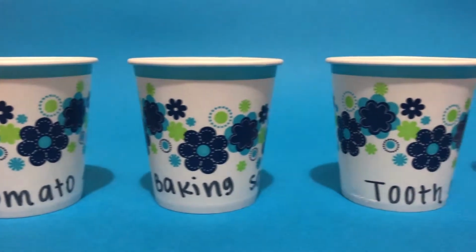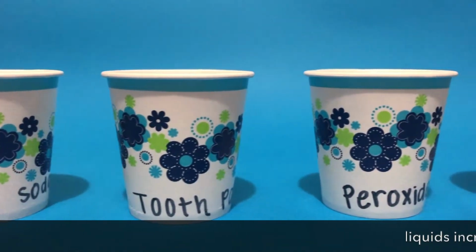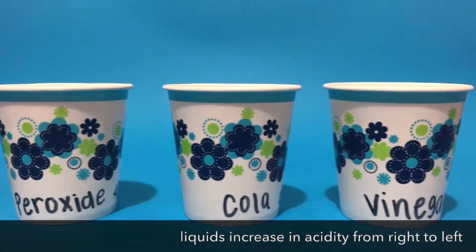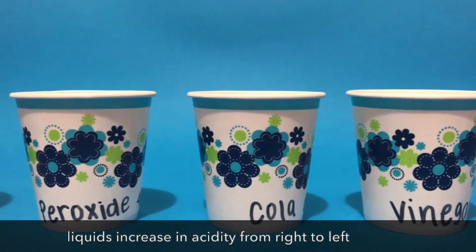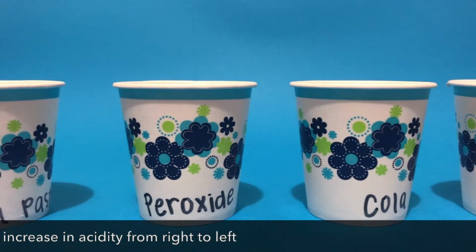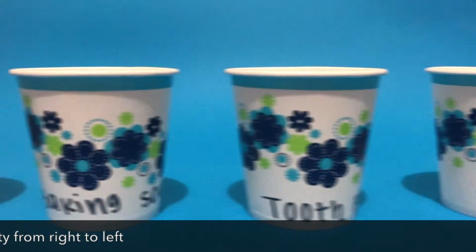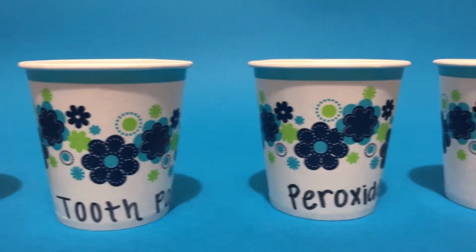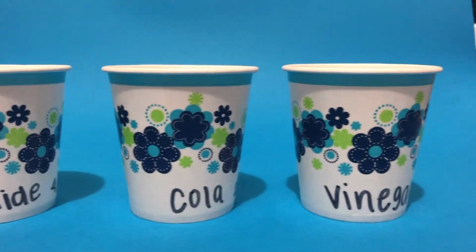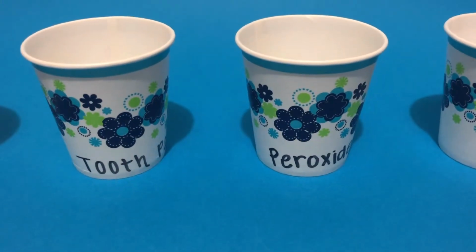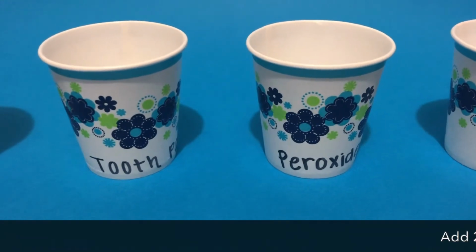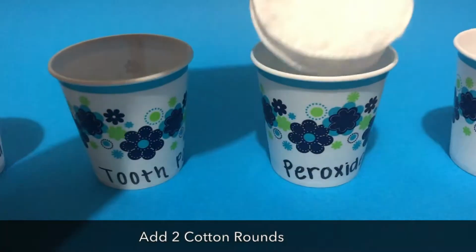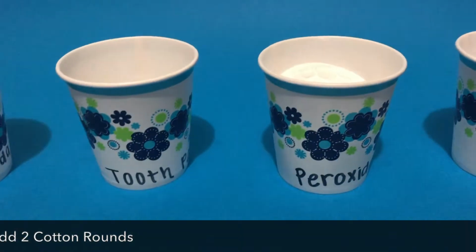As you can see, I have already labeled the cups with the names of the liquids I will use to clean the rusted pennies. I have already put them in order from least to most acidic pH level, starting with tomato, baking soda, toothpaste, peroxide, Coca-Cola, and white vinegar. Next, according to our procedures, I will put a couple of cotton rounds into each cup so that I can later put the pennies on top. So I'm going to add about 2 to each cup.